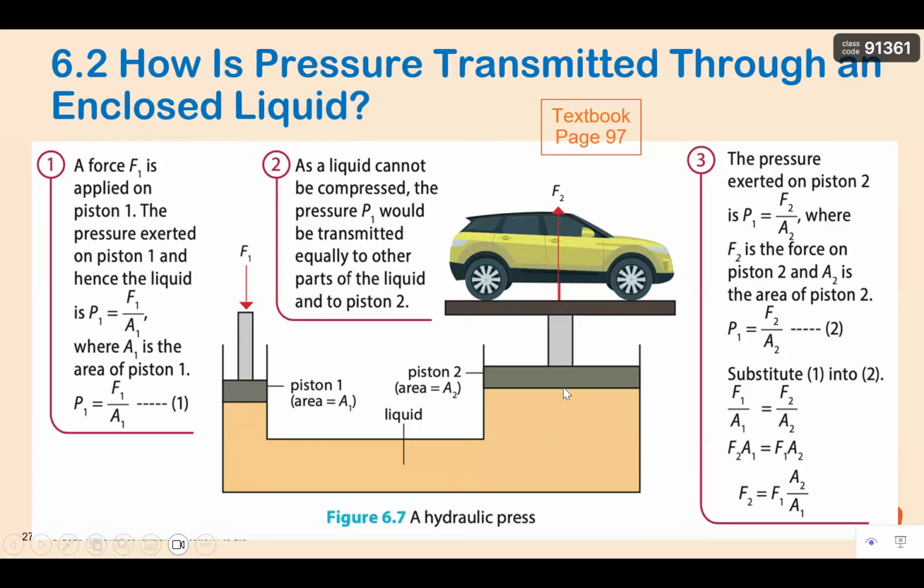Next, because of this pressure of the liquid acting on piston 2, this pressure equals force over area as well. So we have P1 equals F2 over this area A2. In short, the pressure on both sides is the same. So F1 over A1 equals F2 over A2, and we can find the force F2 by using F1 times A2 over A1. This is basically the working principle of a hydraulic system.